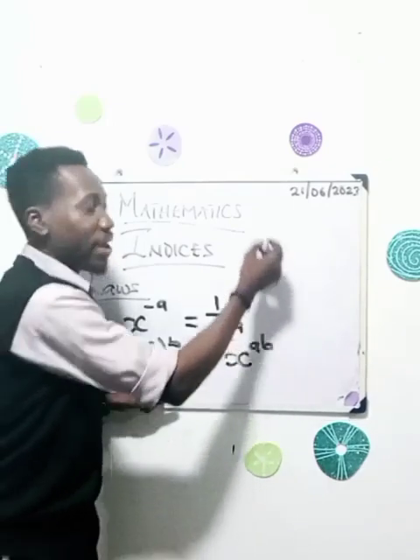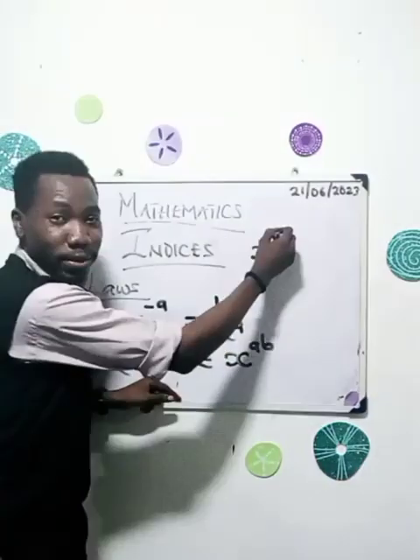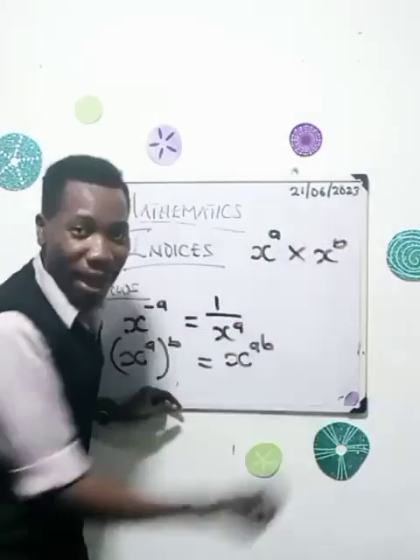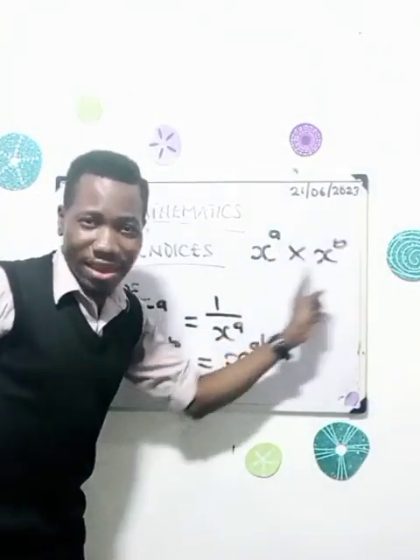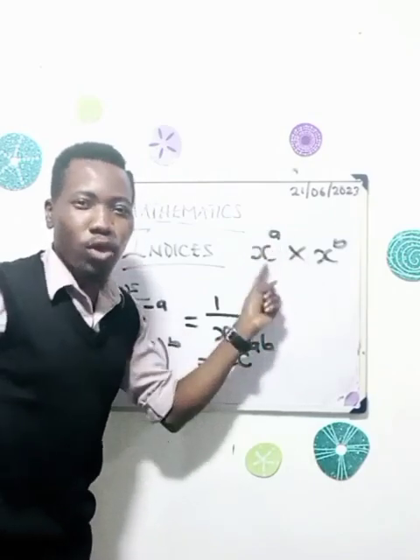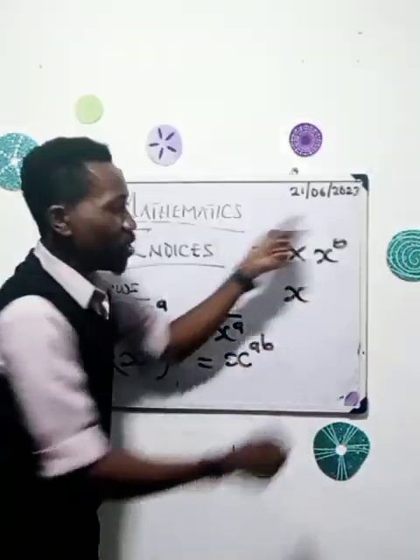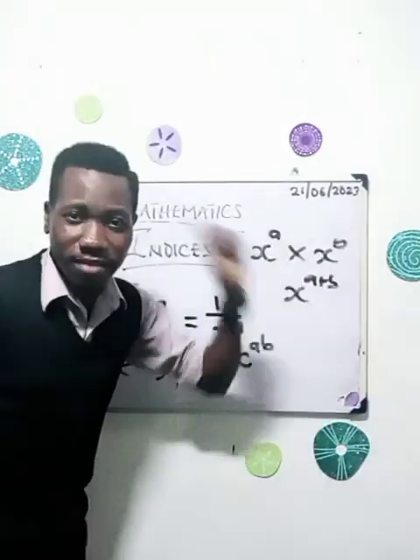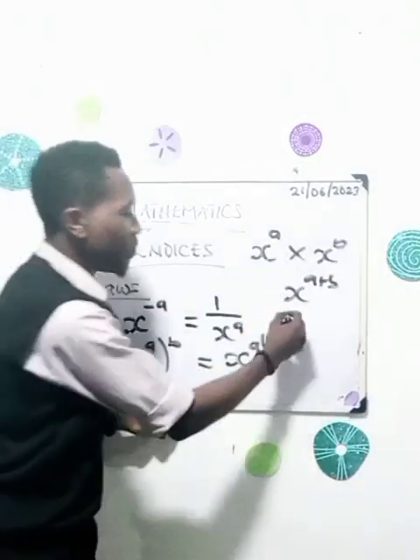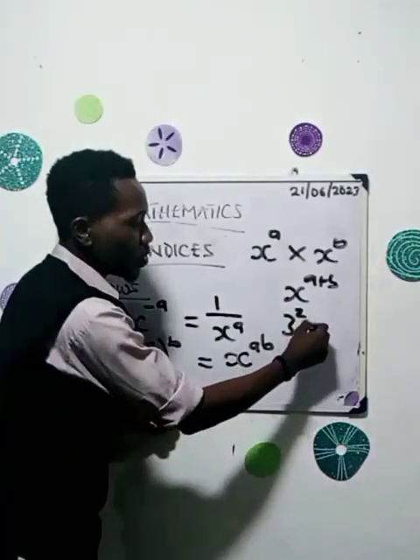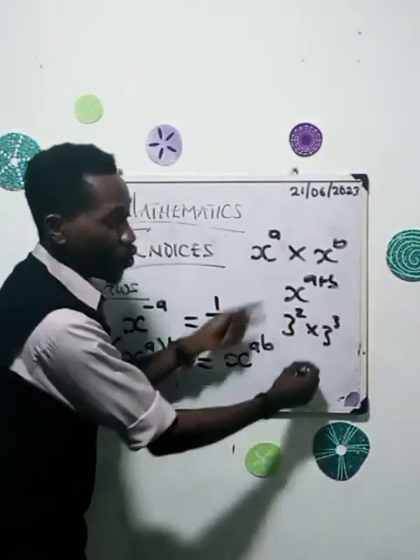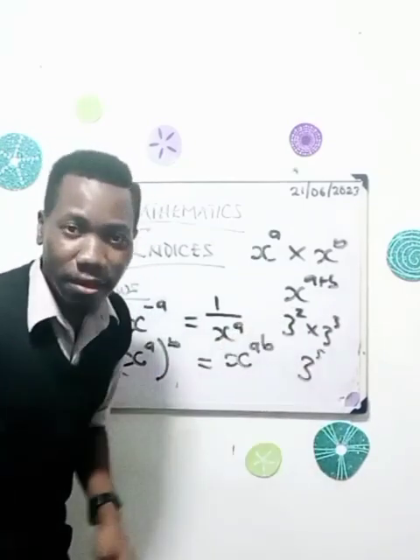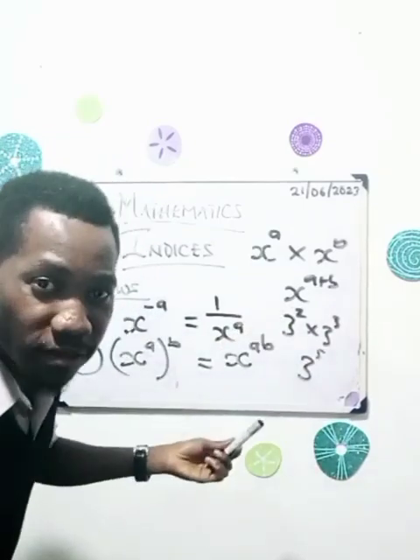You should know that when you have a number raised to a power times another number raised to its own power, as long as these two numbers are the same, what you will do is add the powers. So you have a plus b. That's what this rule says. So if you have 3 raised to power 2 times 3 raised to power 3, your answer will be 3 raised to power 2 plus 3, which is 5. That's what that rule says.